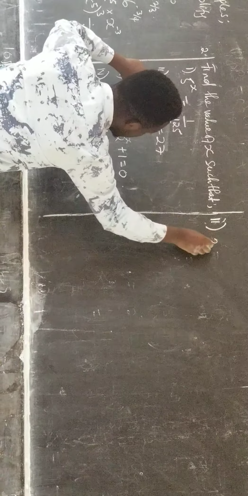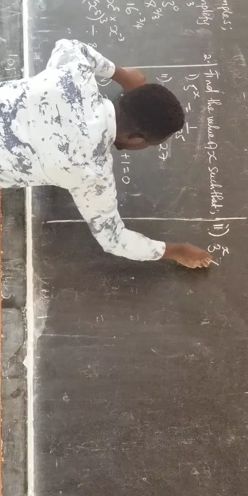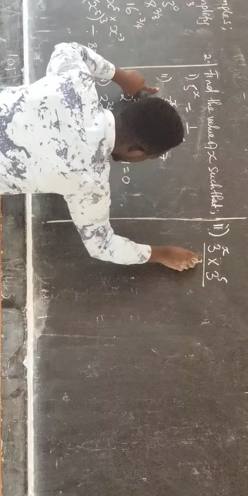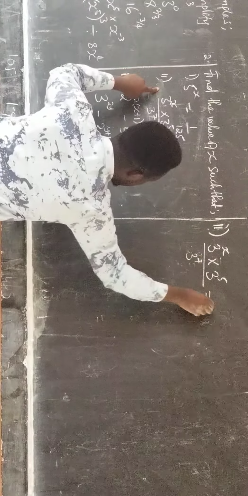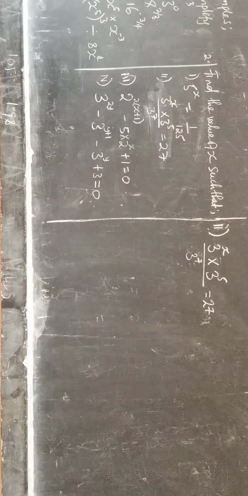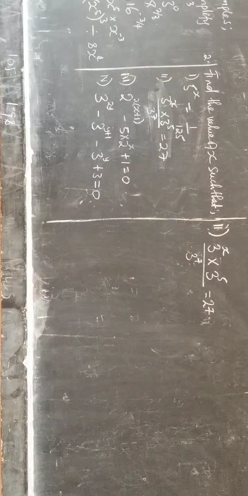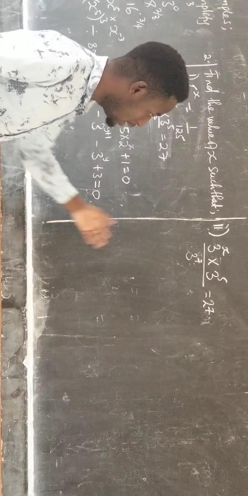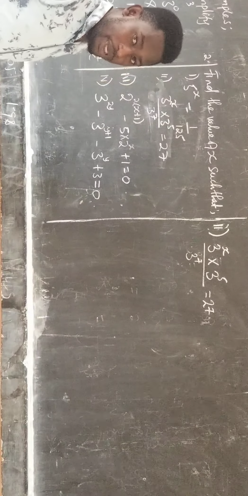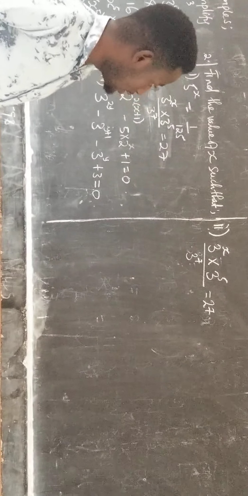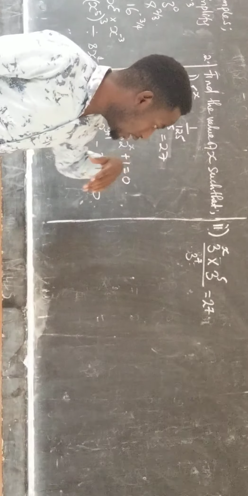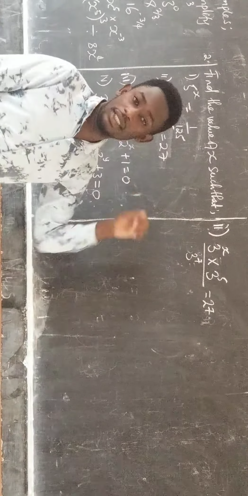3 power x times 3 power 5 over 3 power 7 is equal to 27. So we want to solve this one. In order to solve it, you have to make sure the bases are the same. When the bases are the same, you can easily compare the powers. We make the bases the same because x is in the power.